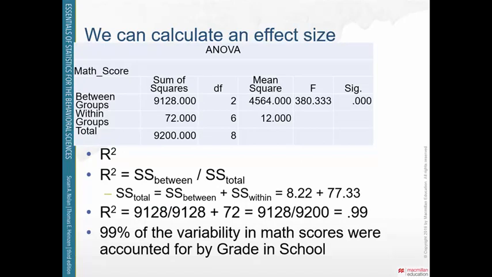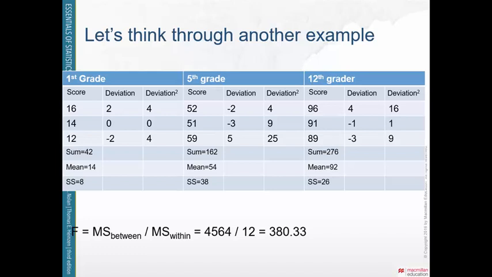Do we go on to do a post-hoc test? We do, because we have a significant F ratio, and then our question is, well, which groups were different from each other? Where are the differences? Right now, all we know is that somewhere in here, there is at least one group that is different from the others.